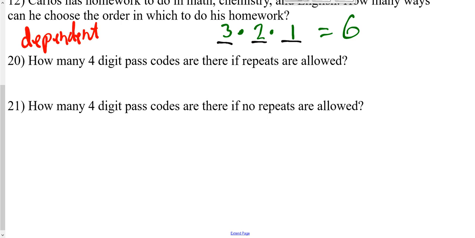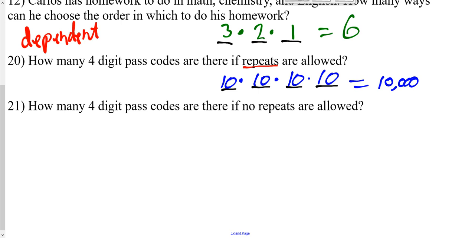So when we look here, the key word is repeats. So here we have a 4-digit code. The number of digits we have are 1 through 9 plus 0, so that means we have 10 choices for your first one. But because we can repeat, the number of choices for your second option is still 10. And because you can repeat, it's still 10 and still 10. And so when you multiply across, you get 10,000. So what's going on to begin with has no effect on the second, so these are independent.